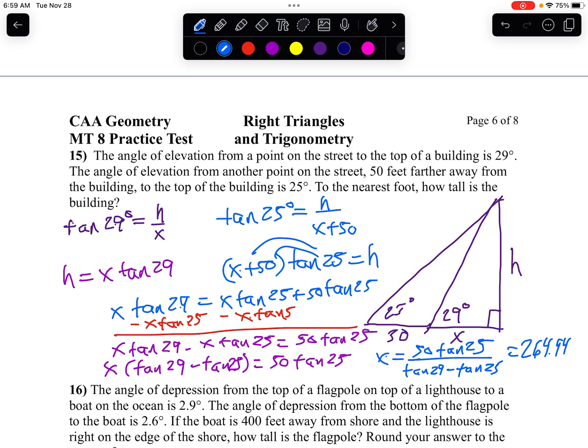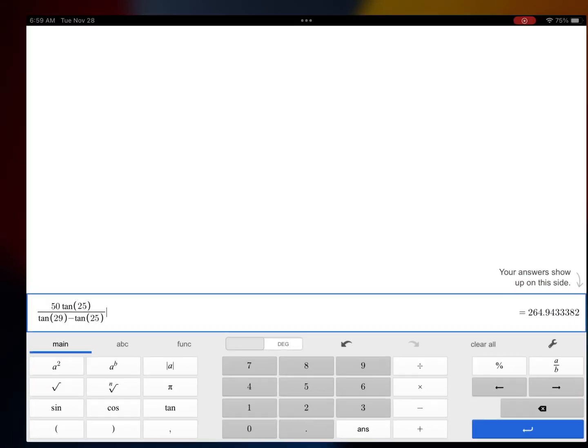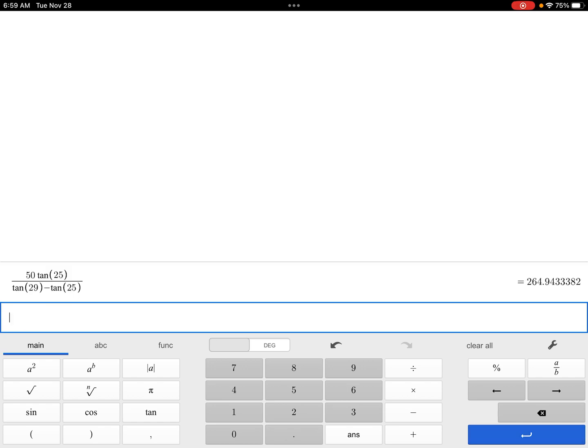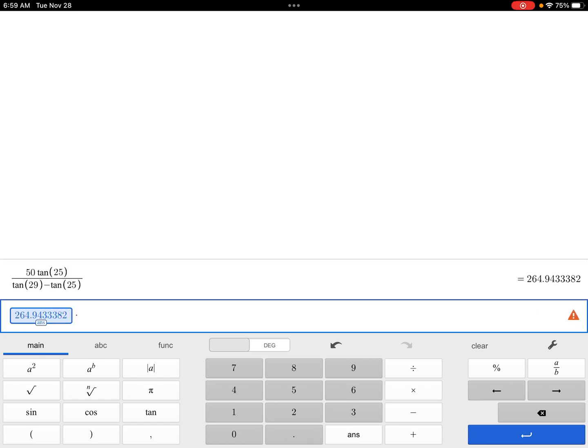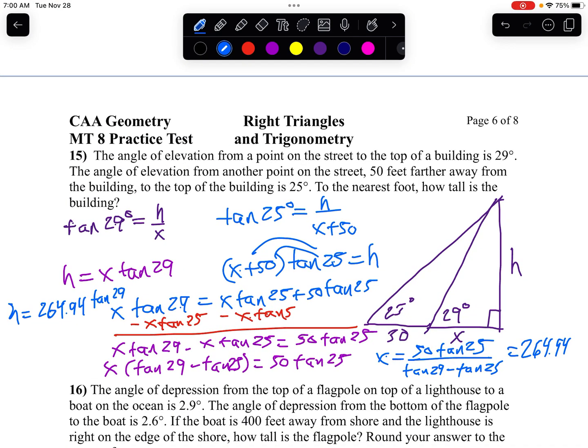To solve for the height, we'll just go X, which is 264.94, times the tangent of 29. And we get 146.9 about. Oh, to the nearest foot, we'll say 147 feet. And there you have that one.